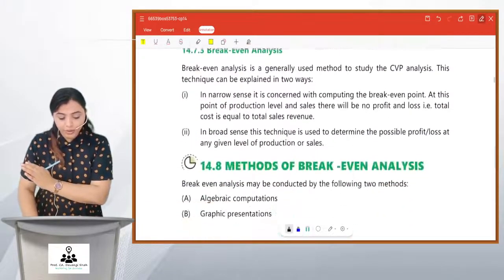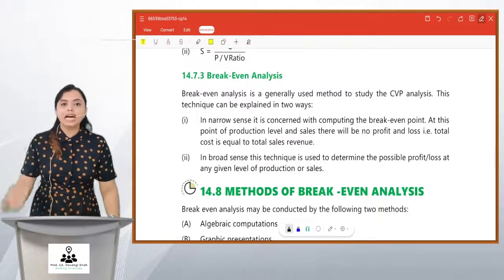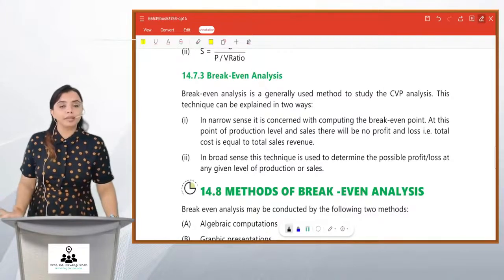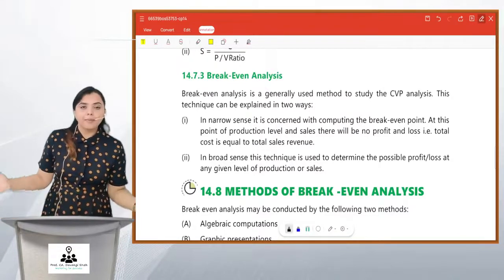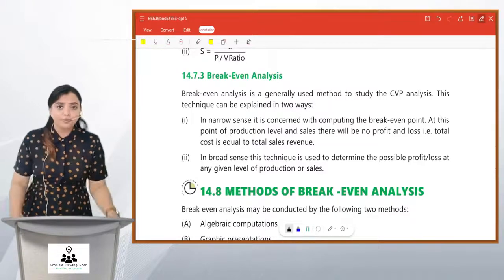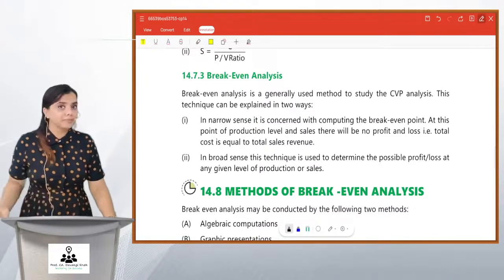Now we go to break-even analysis. What is break-even point? Friends, it is that point where a manufacturer makes no profit, no loss. That is the meaning. But my friends, what is the need of this BEP? Just like you, students, they need to know their passing marks. We need to get at least 40 to pass.